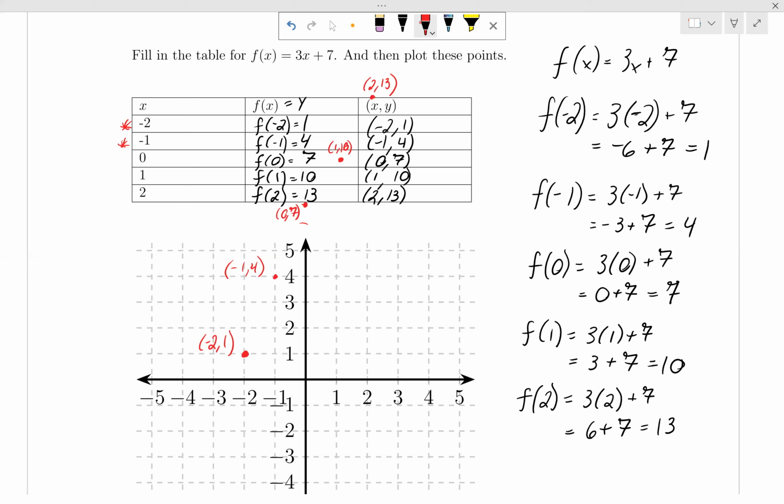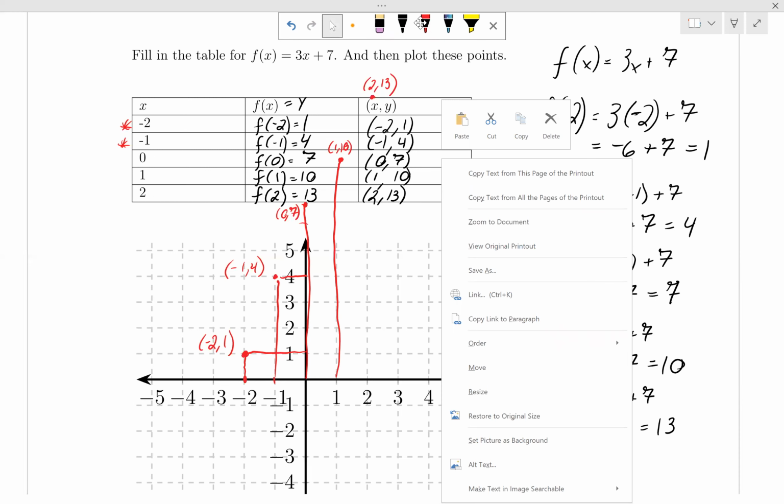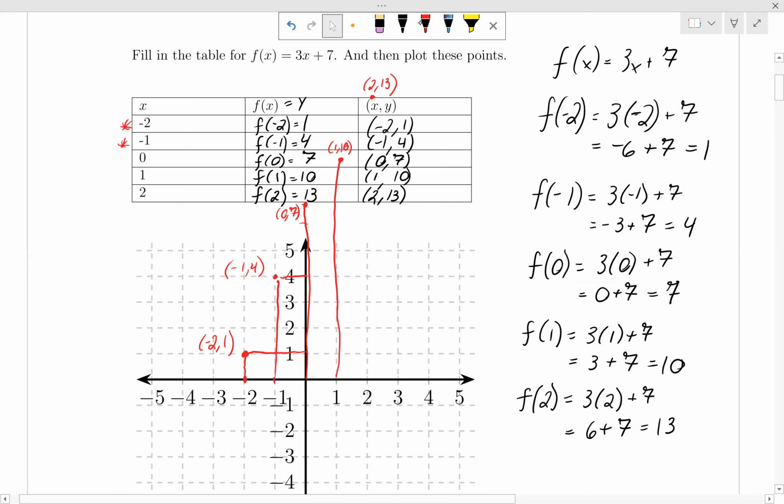You go from your x value, so we started at -2, and then we went to 1. -1, we went to 4. 0, we went all the way up to 7. 1, we went all the way up to 10. So that's the idea. We have our x values and our y values, and we plot them like that.